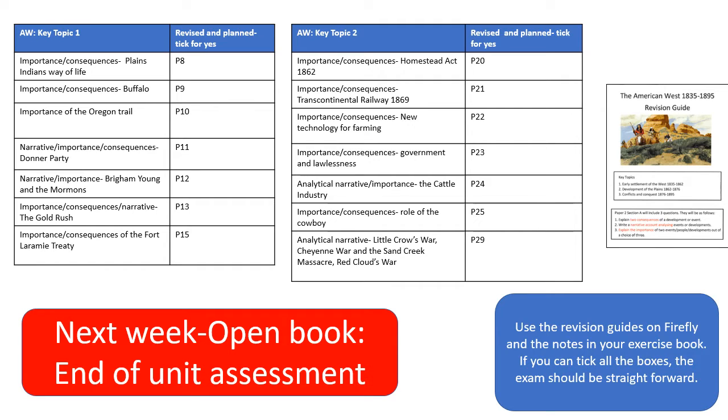And if you can go through the key topic 1 list and make sure you can understand all those topics, such as the Buffalo, the Oregon Trail, the Donner Party, the Mormons, the Gold Rush, the Fort Laramie Treaty, and you know where they are in the revision guide and you understand them, that'll put you in a good place for the assessment next week.